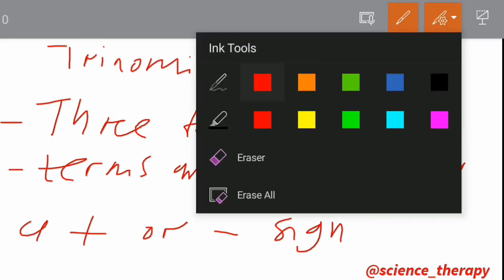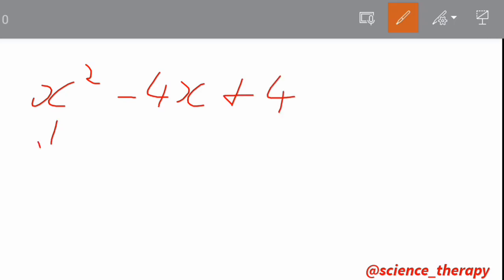Let's have an example of a trinomial. This is x squared minus 4x plus 4. So we have our first term here. This is our second term separated by a minus sign. And this is our third term separated by a positive sign. And that's a trinomial.